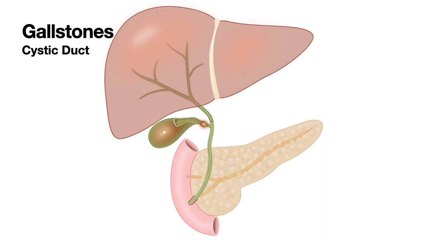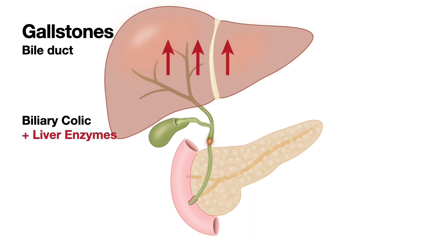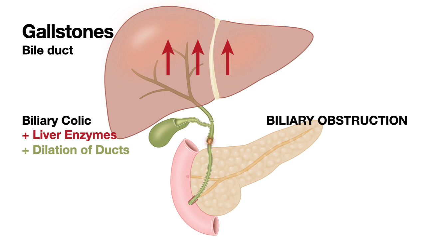So if the stone from the cystic duct drops into the common bile duct, then again you'll have biliary colic, and because there is obstruction to the bile flow, the liver enzymes get elevated, and if you do an ultrasound, because of the blockage of the bile duct, the ducts inside the liver get dilated. And these are the features: pain, elevated liver enzymes, dilation of the ducts are the features of biliary obstruction due to gallstones.